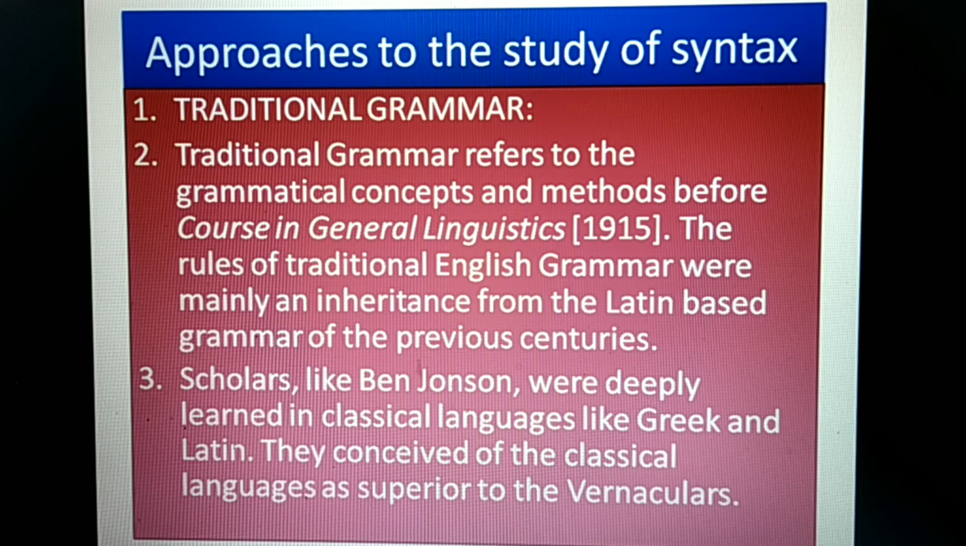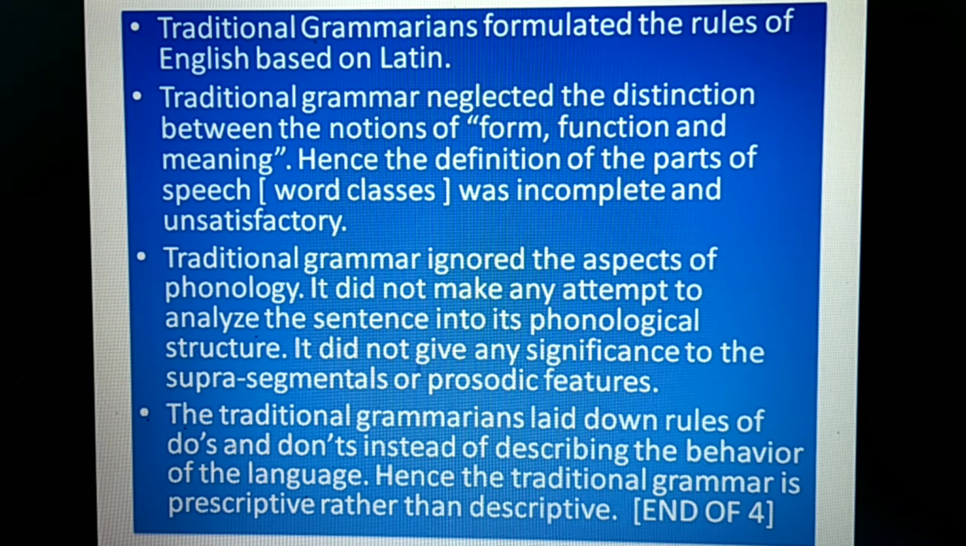So this is the very words of Chomsky, who is championing the transformative generative grammar. Traditional grammarians formulated the rules of English based on Latin, and traditional grammarians neglected the distinction between the notions of form, function, and meaning. Hence, the definition of the parts of speech or word classes was incomplete and unsatisfactory.